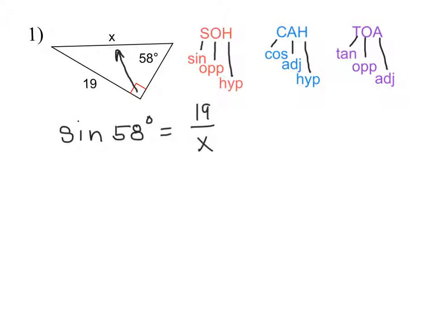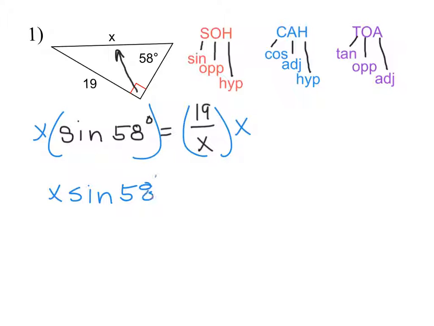So sine of 58 degrees equals the opposite, which is 19, divided by the hypotenuse, which is x. We need to solve for x, so first we multiply by x on both sides. When we do that, we end up with x sine of 58 degrees equals 19. But we're trying to solve for x, so we divide by the sine of 58 degrees so that we can get x by itself.